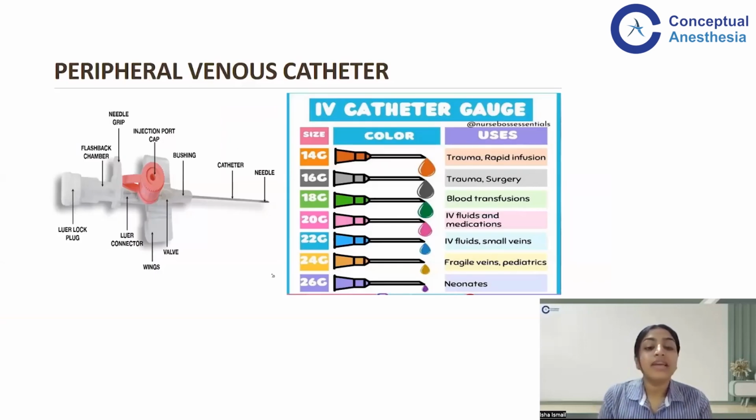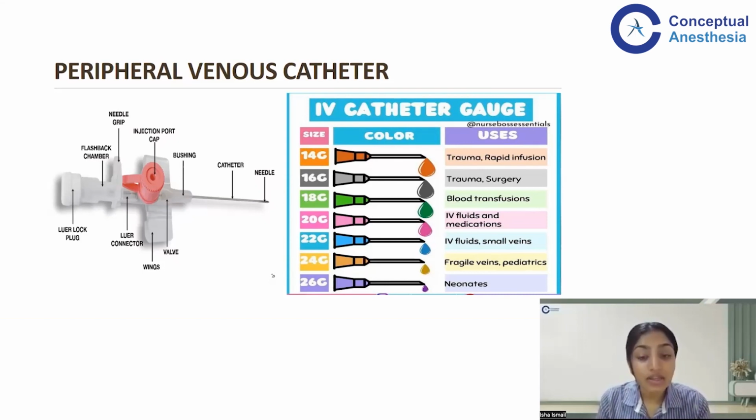So the peripheral venous catheters, we utilize it every single day, but we must know the parts that are there to it and what to use when. So when we come to the parts, we have the needle, the catheter, the flashback chamber, the wings, and the hub mainly. The catheter and the gauges, why must we know them?